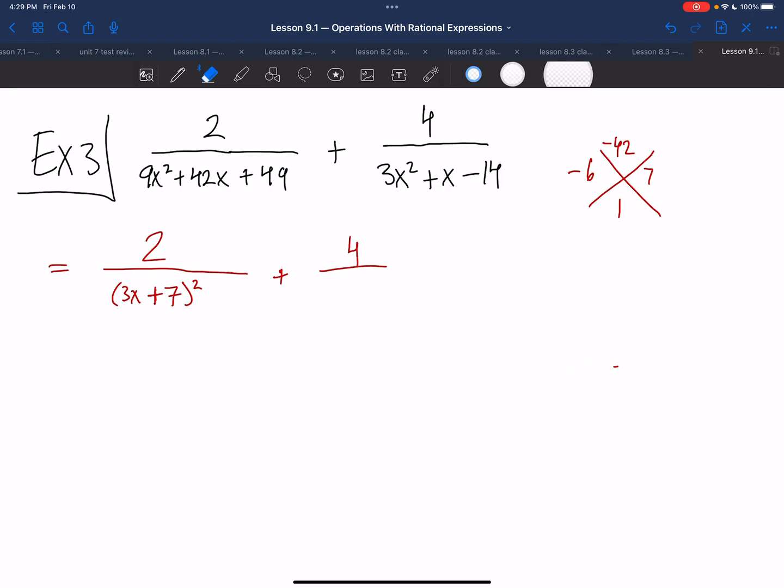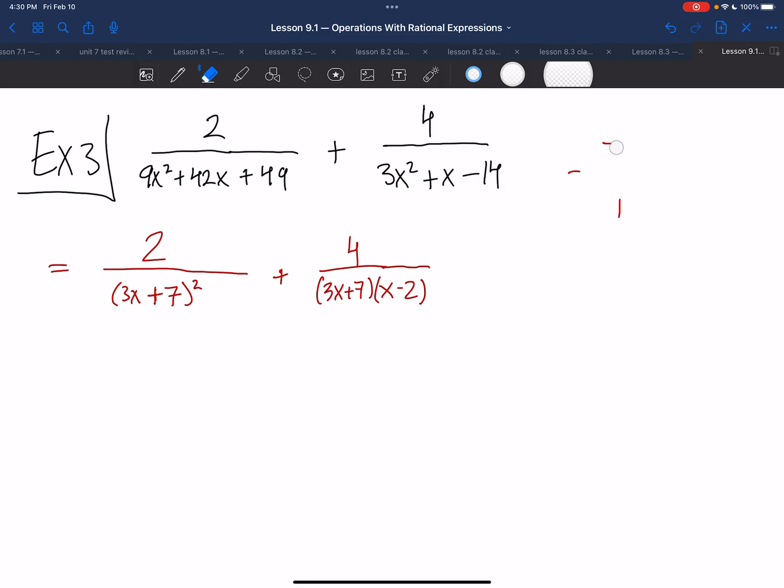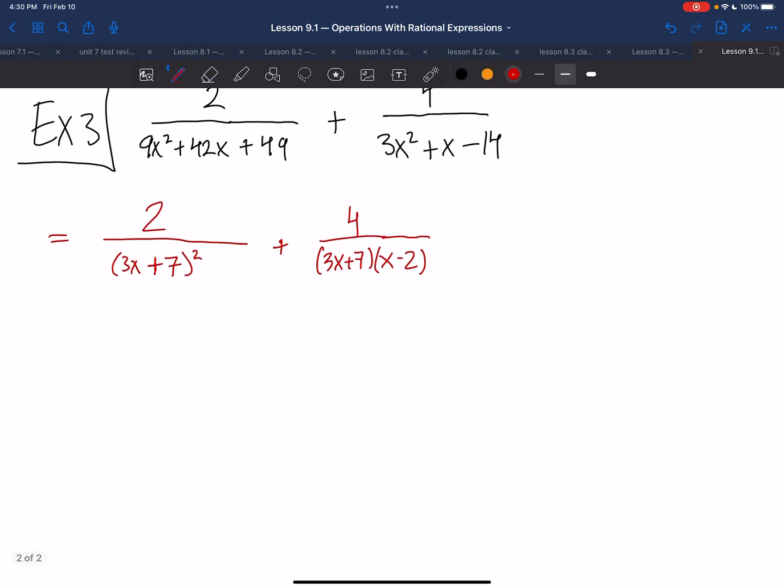Or you can do factor by grouping. This is just a quick review. If you want to do 3x squared minus 6x plus 7x minus 14, and then factor out the GCF, 3x times x minus 2 plus 7 times x minus 2, and therefore you get 3x plus 7 and x minus 2, like so. I just worked it two ways, but I just wanted to remind you real quick of the multiple ways you can factor this. You can also do guess and check. Guess and check is pretty effective on this one. Okay, so now I need a common denominator.